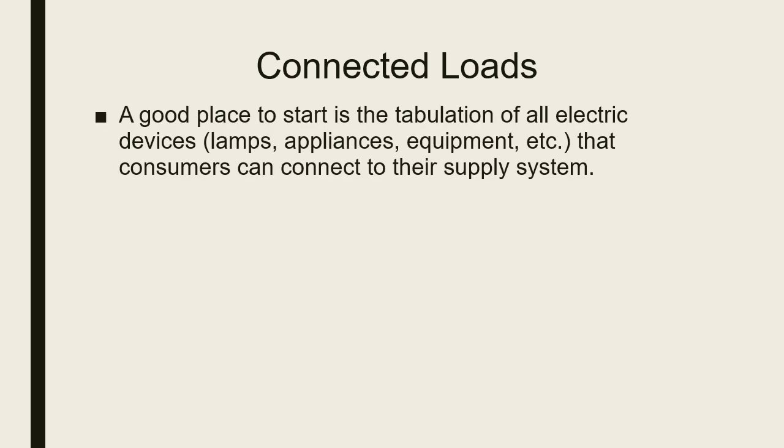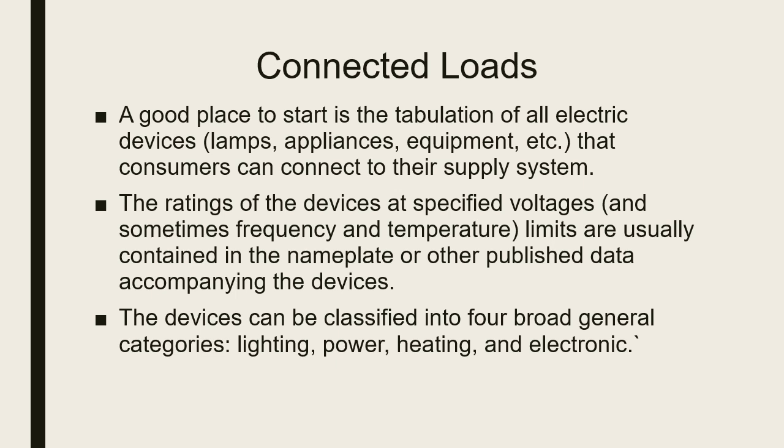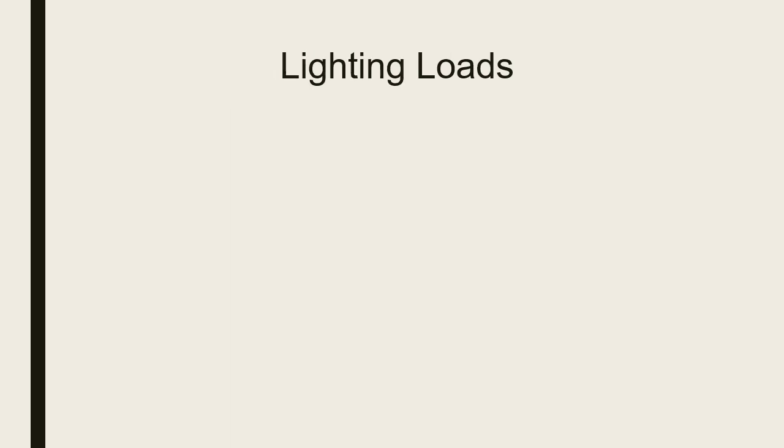Connected loads. A good place to start is the tabulation of all electric devices, such as lamps, appliances, equipment, and others, that consumers can connect to their supply system. The ratings of the devices at specified voltages, and sometimes frequency and temperature limits, are usually contained in a nameplate or other published data accompanying the devices. The devices can be classified into four broad general categories: lighting, power, heating, and electronic.